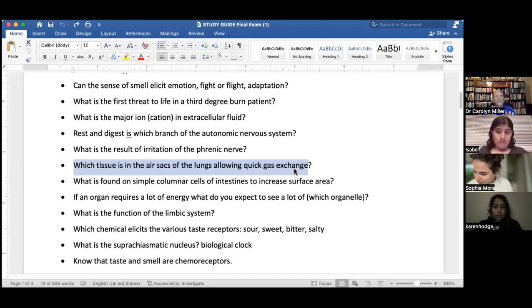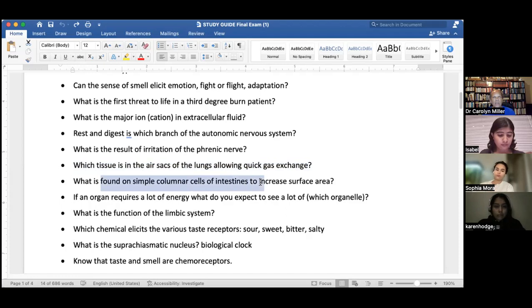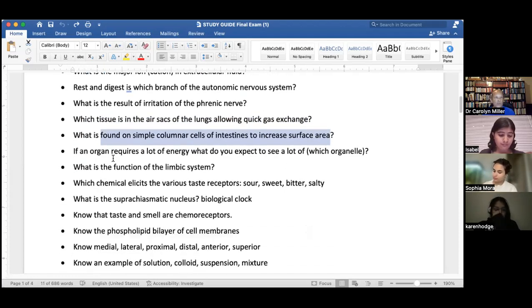I think that's it. Oh, stratified, more than one layer. Stratified squamous on the skin, specifically keratinized stratified squamous. It's the most numerous of the epithelial tissues, and it's in the skin. We do have stratified squamous inside the mouth, but it's in a moist environment, so it doesn't need to be keratinized. And I just went through all of those. So we said the tissue in the air sacs of the lungs, simple squamous. The simple columnar cells have the microvilli to increase the surface area for absorption of nutrients.